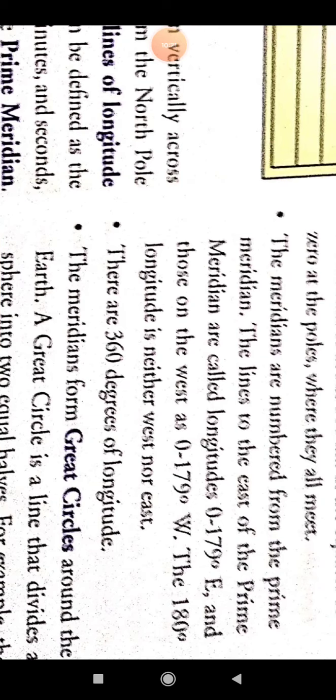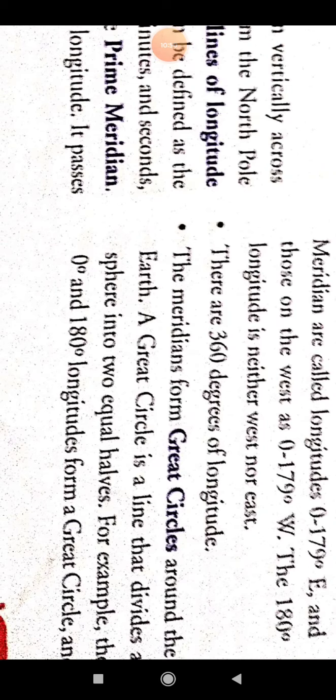Those east of the prime meridian are called longitude 0 to 179 degrees east, and those on the west are known as 0 to 179 degrees west. And 180 degrees longitude is neither west nor east. So there are 360 degrees of longitude. So the total number of longitudes is 360.